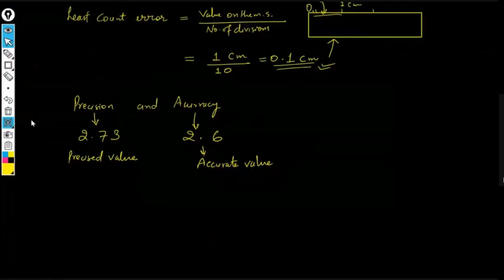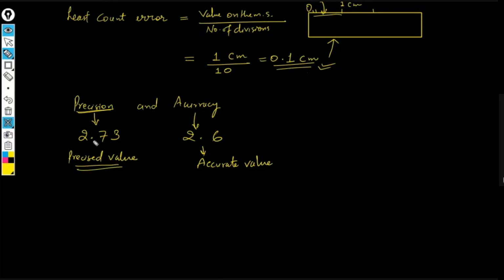So see here, the precision is what? Precise value tells up to which resolution the value is measured. So here after decimal point, it is measured up to 2 places. Accurate value says how close the measured value is to the true value, while precise value says up to which resolution an observation can be taken.